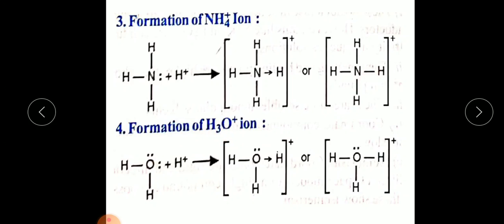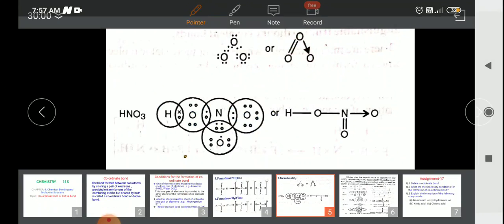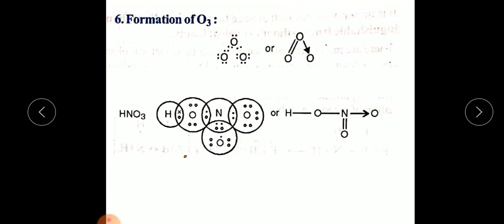Similarly, formation of hydronium ion. In the water molecule, we have 2 lone pairs of electrons, so one lone pair will be donated to the hydrogen ion to form a coordinate bond, and the other will remain as it is. Since this oxygen now makes 3 bonds, it will gain a positive charge, so that will be the hydronium ion. Similarly, we'll see the formation of the ozone molecule, O3. The Lewis dot structure is this one, and the coordinate bond formation will take place in this way. Next we have nitric acid. In nitric acid also the molecule will look like this. Over here, this nitrogen supplies an electron pair to the oxygen to form a coordinate bond.